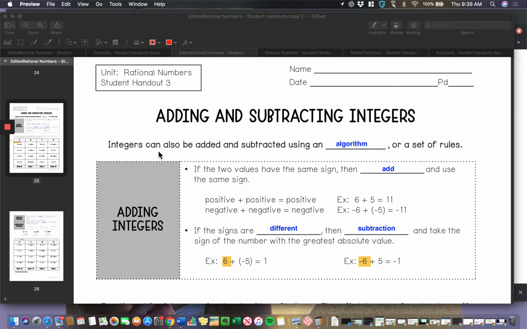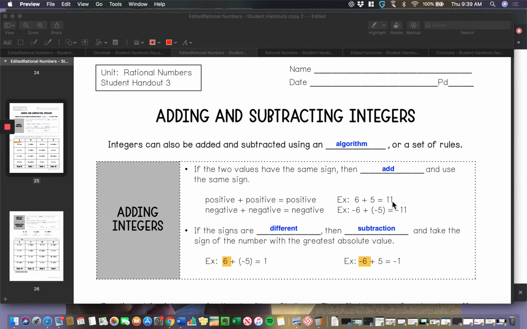Hello everybody. Today we are adding and subtracting integers. Integers can also be added and subtracted using an algorithm, or a set of rules. When you're adding integers, if the two values have the same sign, then add and use the same sign. For example, a positive plus a positive equals a positive. This is what you're used to seeing. Or a negative plus a negative will equal a negative.